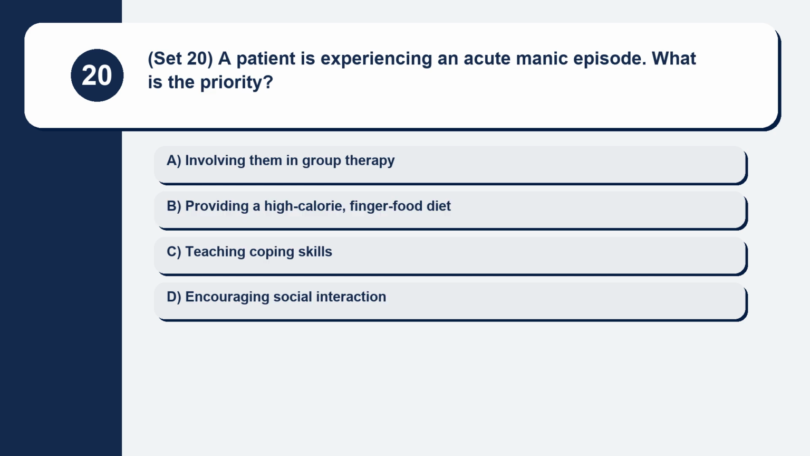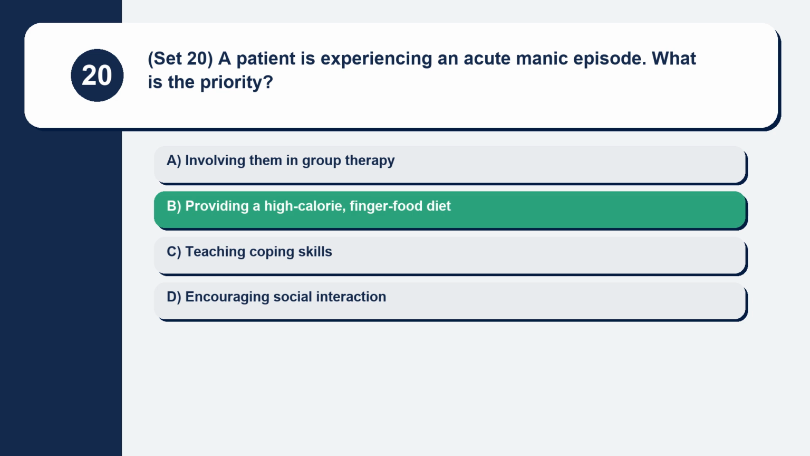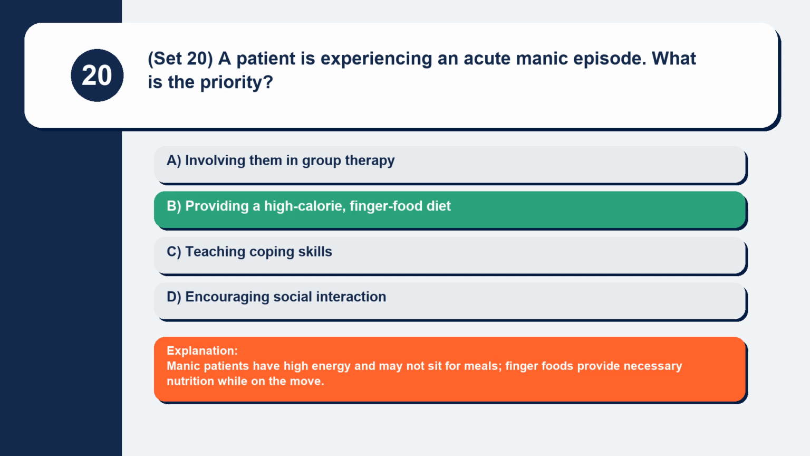Question 20. Set 20. A patient is experiencing an acute manic episode. What is the priority? Involving them in group therapy. Providing a high-calorie, finger food diet. Teaching coping skills. Encouraging social interaction. Manic patients have high energy and may not sit for meals. Finger foods provide necessary nutrition while on the move.